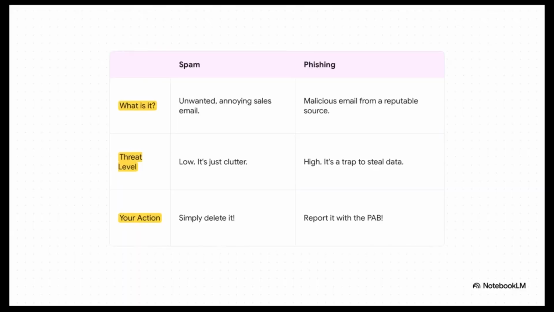So, this is your first test. You gotta know your enemy. On one side, you've got spam, just annoying junk mail. The threat level is super low, it's just clutter. What do you do? Easy, just delete it. But then, there's phishing. Now this is the real villain. It's a high-level threat, a trap designed to steal our data. And for that, deleting is not enough.